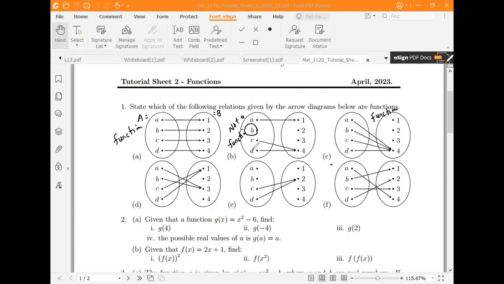Now we need to find the possible values of A if g of A is equal to A. This means you go to g, where there is x, they have placed A inside. So g of A means a squared minus 6, and then you equate it to A. Then you form a quadratic, so we have a squared minus a minus 6 equals 0.